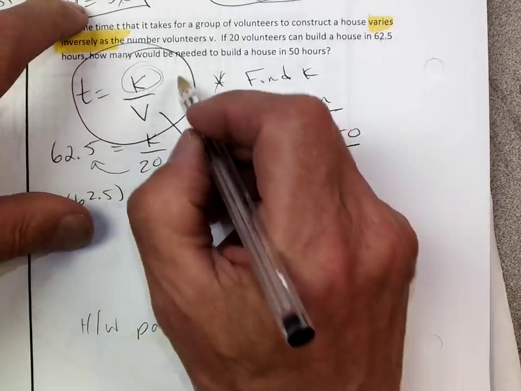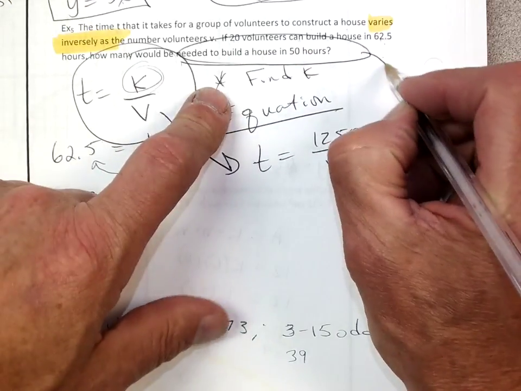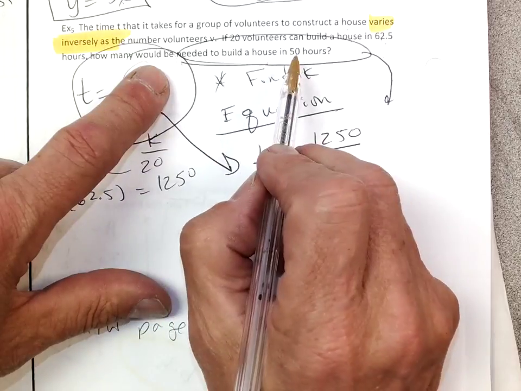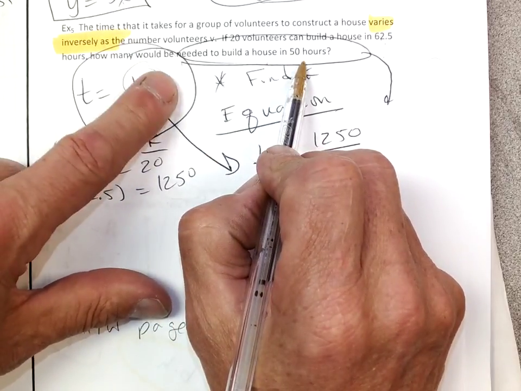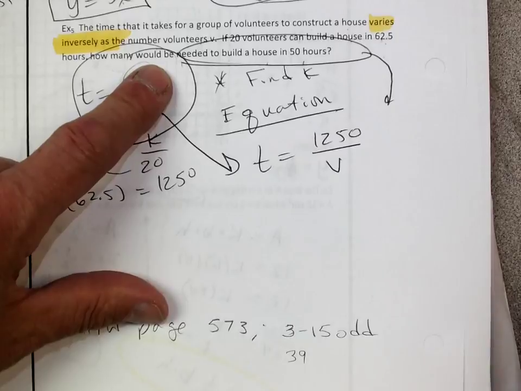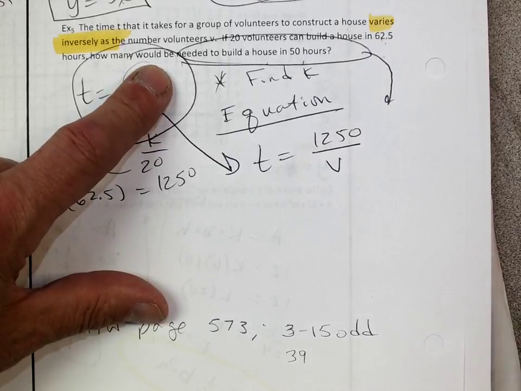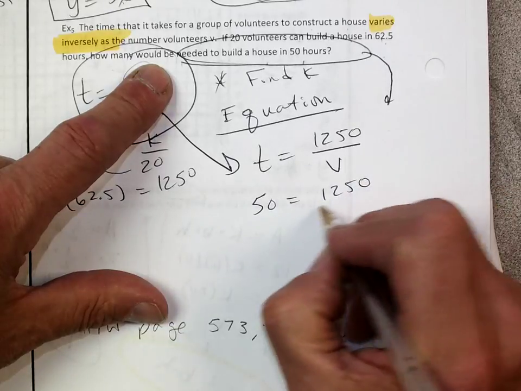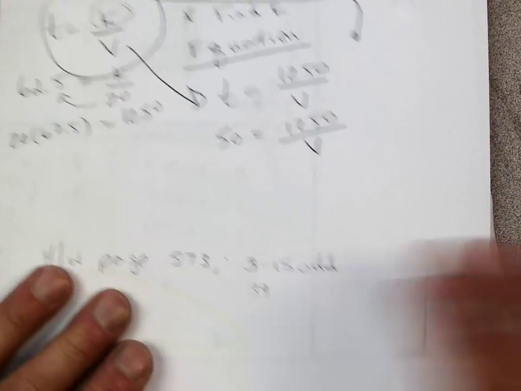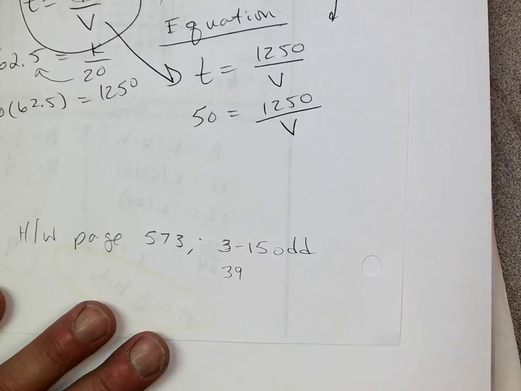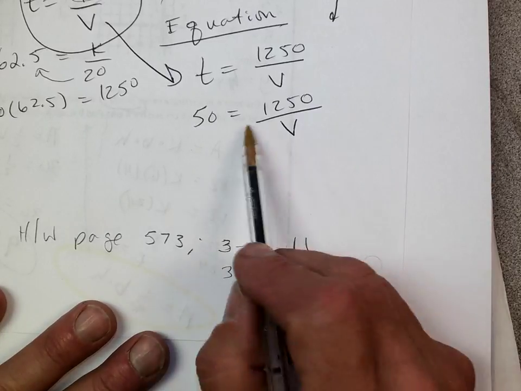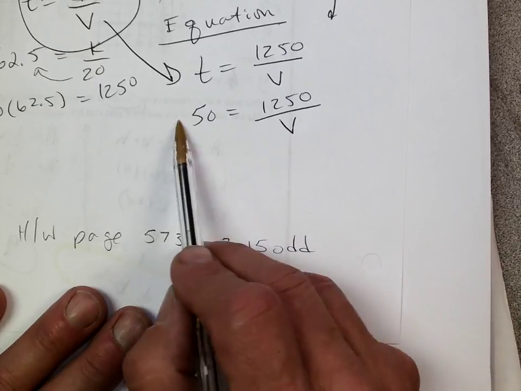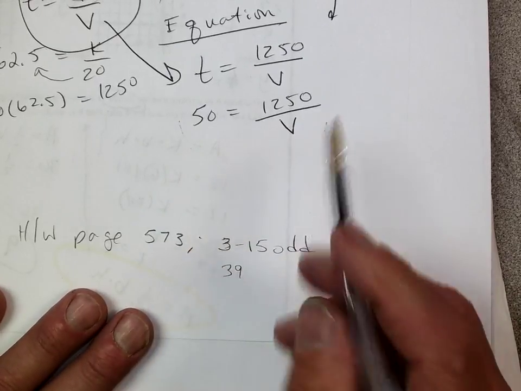So then the second part of this question says how many workers would be needed to build a house in 50 hours, that's T. So I need to get the house done in 50 hours. I'm going to have to hire some people, right? So 50 hours equals my 1250 over V. How many volunteers? Now how do I solve that? Well, I can't divide. Well, yes, I will, actually. You're ahead of me. Actually, you're totally right. I'm going to multiply by V and then divide by 50. How's that? Aaron, you're totally right.